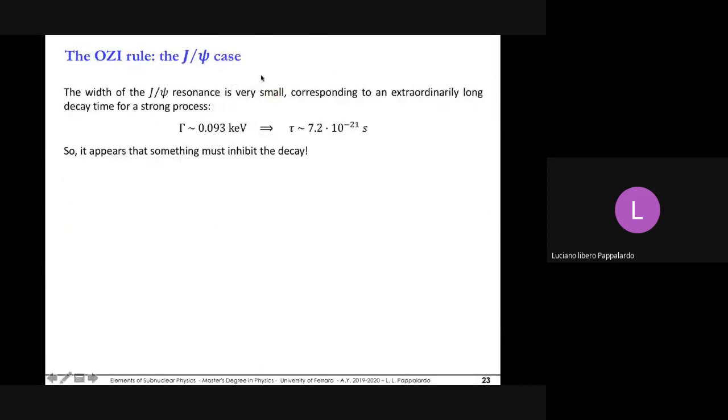The width of the J/psi resonance is very small. It corresponds to an extraordinarily long decay time for a strong process. So this is the width. You see how small it is. It's a fraction of a keV, and this corresponds to a decay time of 10 to the minus 21 seconds, which is extremely long compared to the standard strong decay time. So it appears that something must inhibit the decay of the J/psi.